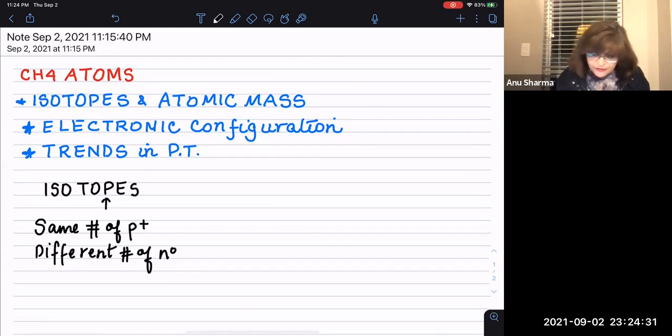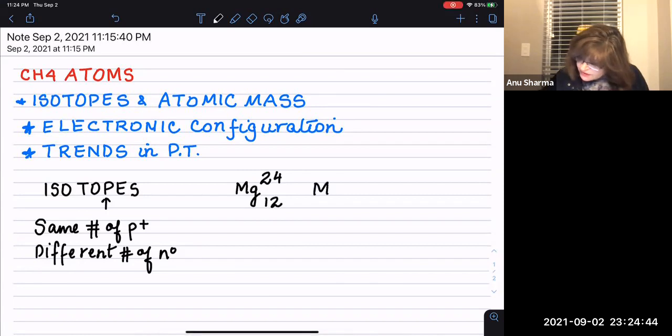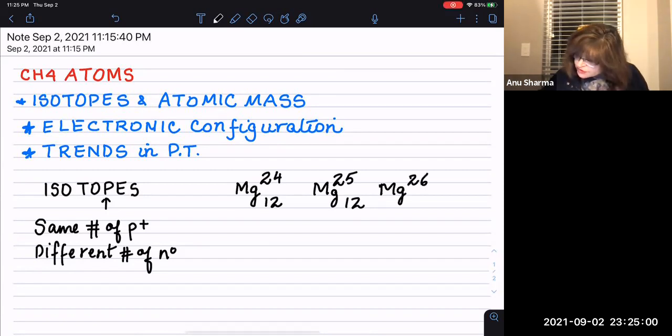Now, what are the examples of isotopes? For example, you have magnesium. Magnesium 24 and 12. Another magnesium is 25 and 12. And the third one is magnesium 26 and 12. So you see here, 12 represents the atomic number.